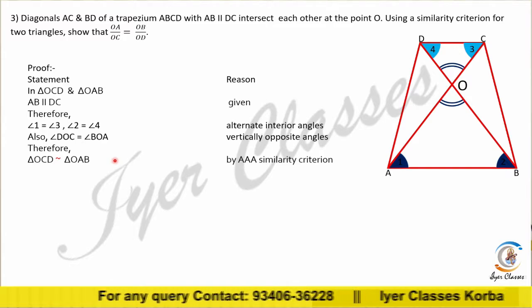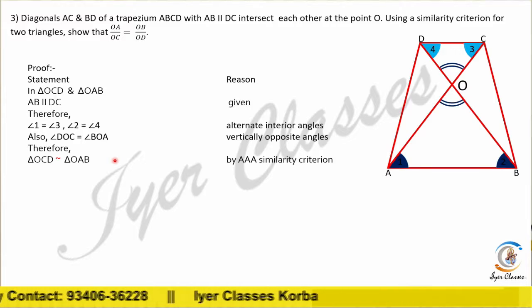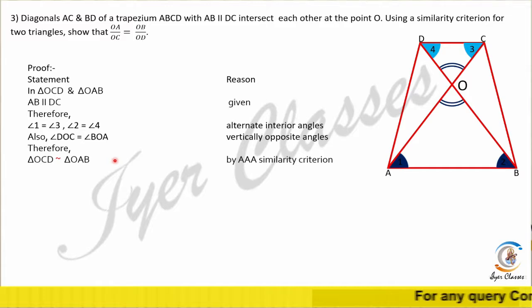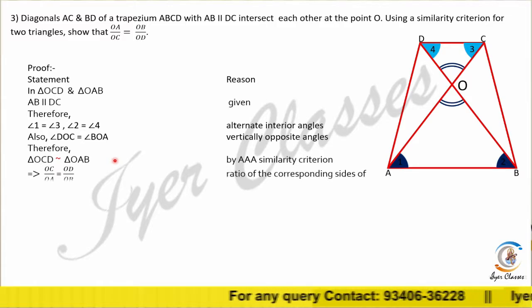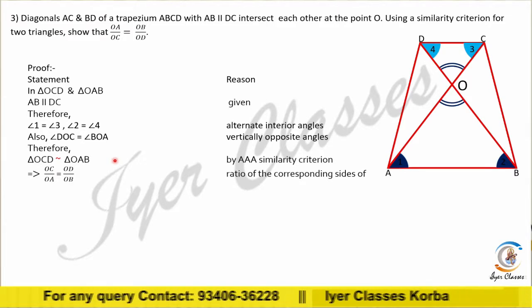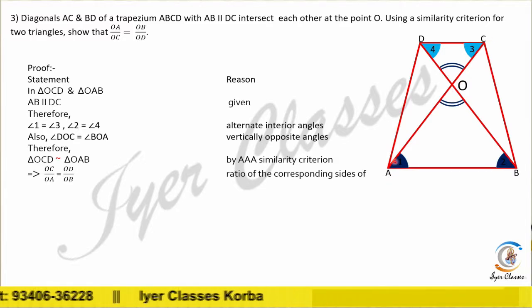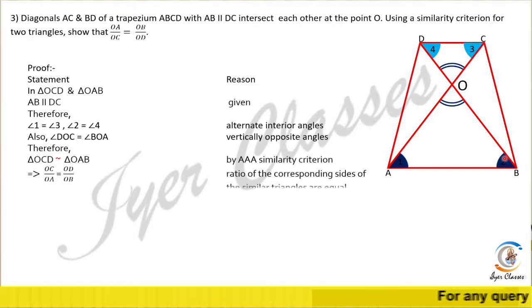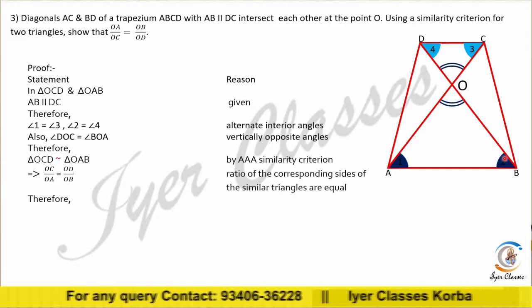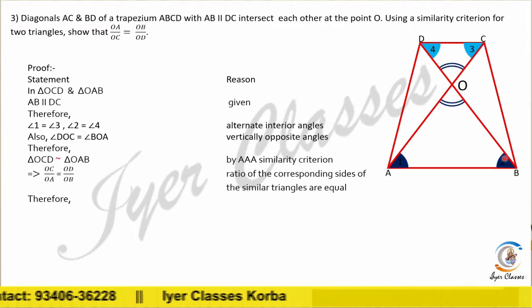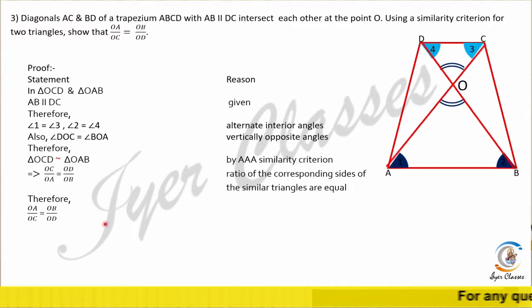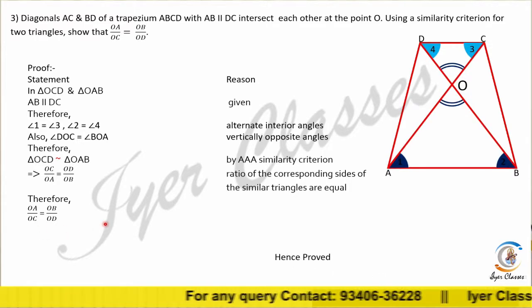Now you have proved that the two triangles are similar. And you know that if two triangles are similar, then the corresponding sides are proportional. Which makes OC by OA equal to OD by OB. Then you can write the reciprocal is also equal, just reciprocate it and get whatever you are supposed to prove. That means OA by OC is equal to OB by OD, and you have proved it.